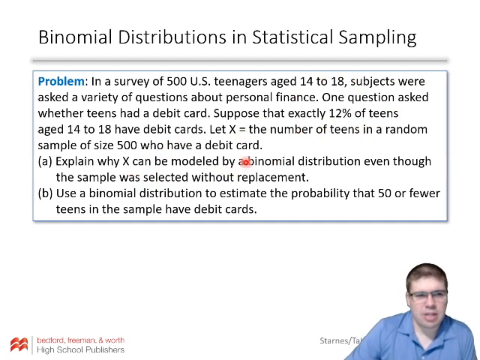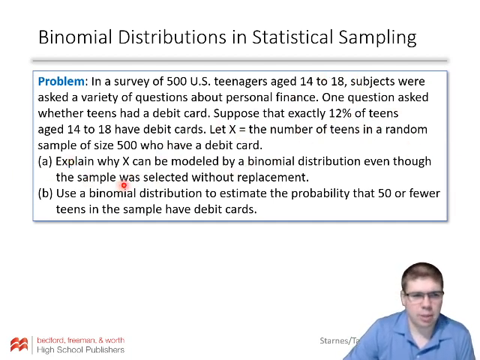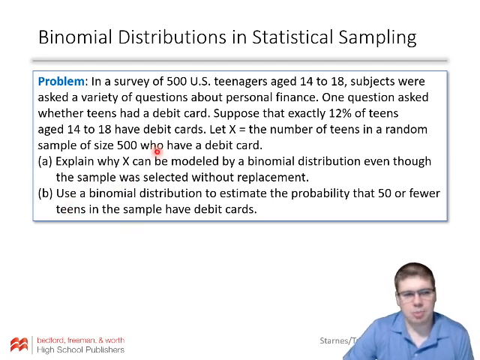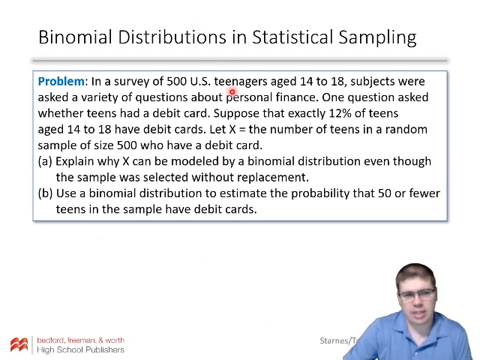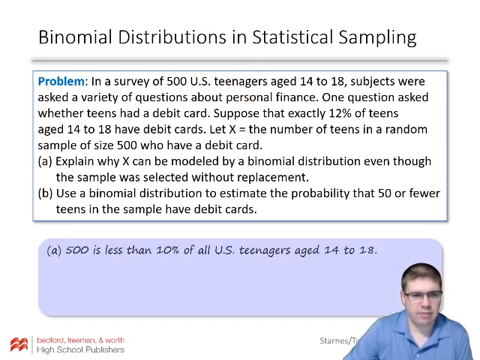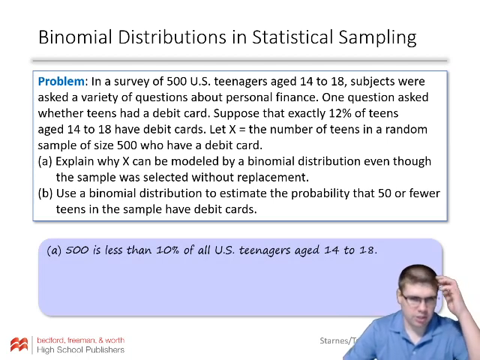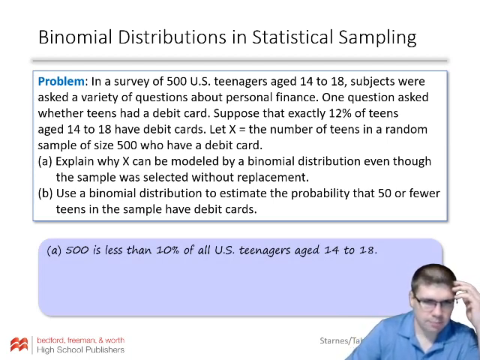So let x equal the number of teens in a random sample of size 500 who have a debit card. In this case, explain why x can be modeled by a binomial distribution even though the sample was selected without replacement. This is because our population, all US teenagers, is really, really large, and our sample is definitely less than 10% of that. So less than 10% of all US teenagers were selected.